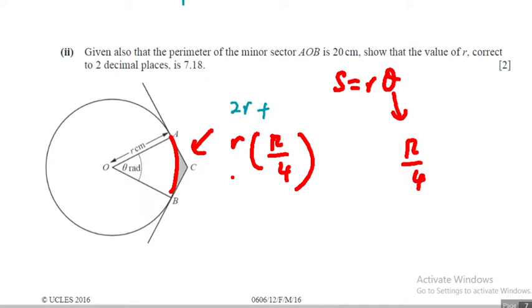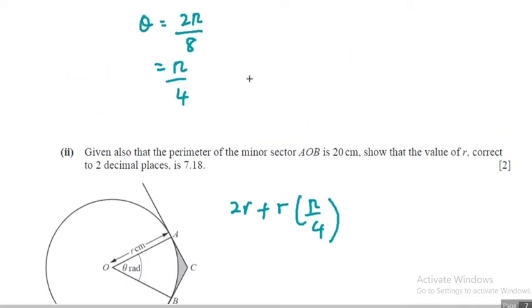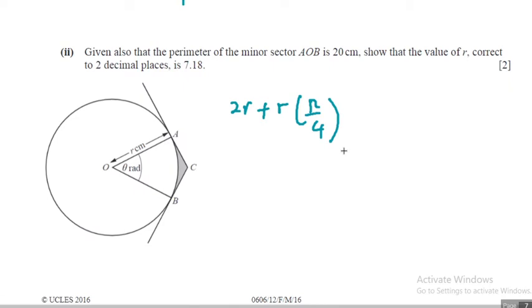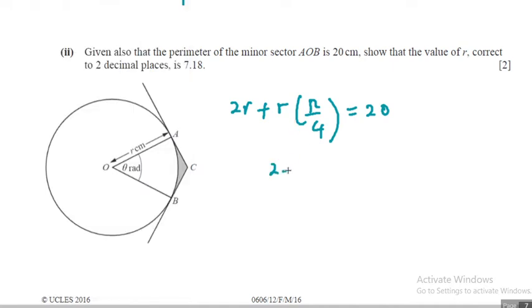Is that okay? So I will write here R theta just now, so R pi over 4, because the angle just now is pi over 4. This equals 20. So this one, 2R plus pi over 4 R, we can just do 2 plus pi over 4. What is that? 2.785. Okay, 2.785 R. So I will write here 2.785 R equals 20.